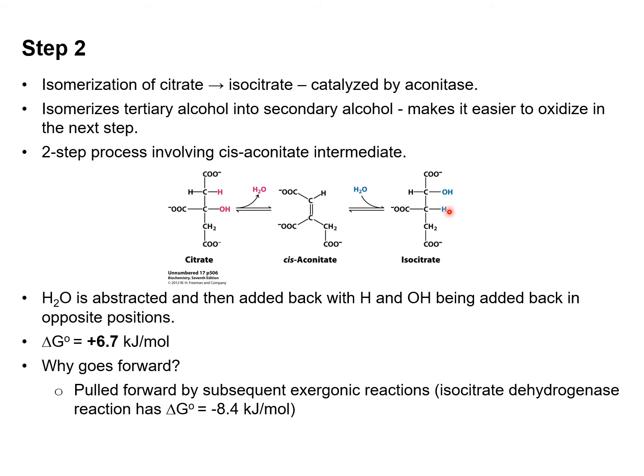And in this reaction, interestingly, the delta G naught is positive 6.7 kilojoule per mole. So it's not a spontaneous reaction. But why does the reaction go forward? It is because this reaction is pulled forward by a subsequent exergonic reaction, which is catalyzed by isocitrate dehydrogenase that has the delta G naught value as minus 8.4 kilojoule per mole.